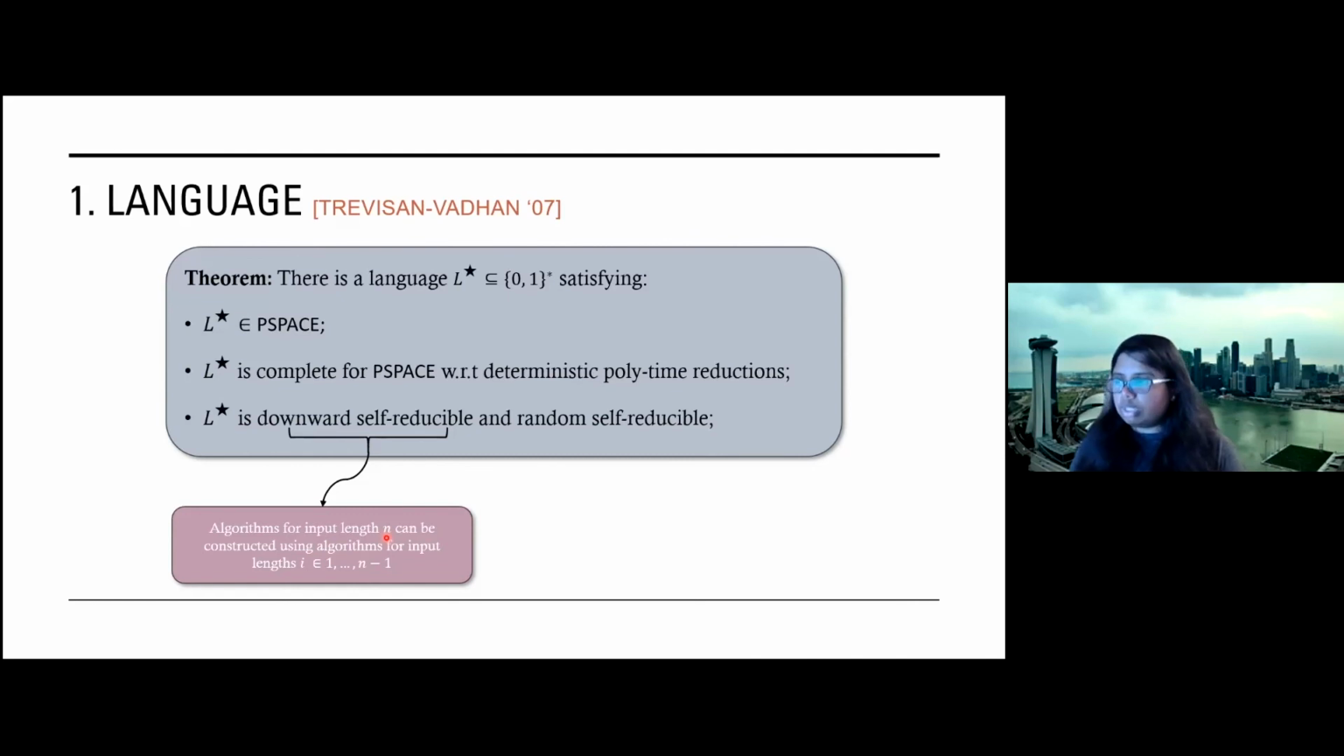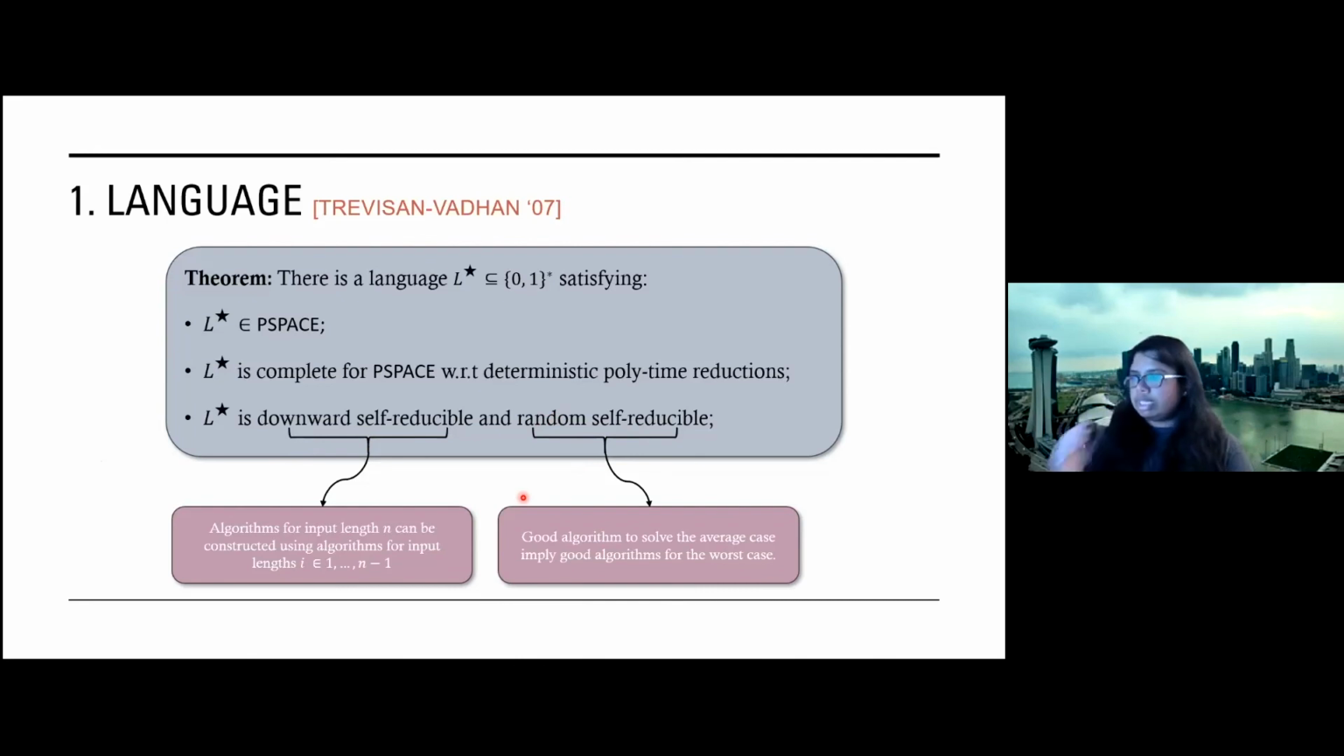That's how we use it. What random self-reducible means is that if all I have is an algorithm that can solve the average case of a problem, I have a recipe to construct algorithms that can solve it for worst case inputs. So this is a very useful property that we will use.